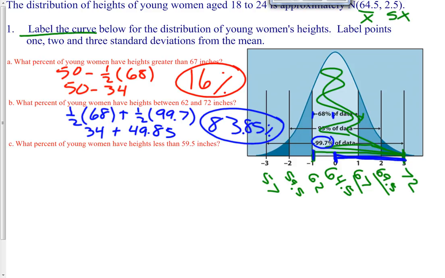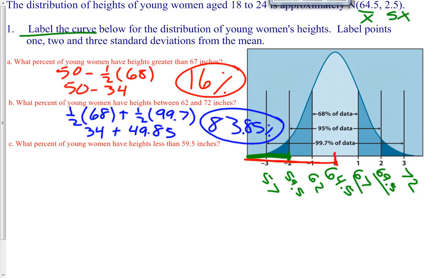to the right. Okay, last one, talking about these women's heights. If we have less than 59.5, what percent of women are less than 59.5? So here's 59.5, so we want to get this. Well, again, from here to here is half of the data. So that's 50%, and we want to subtract this much. If we subtract this, then we'll get less than 59.5.